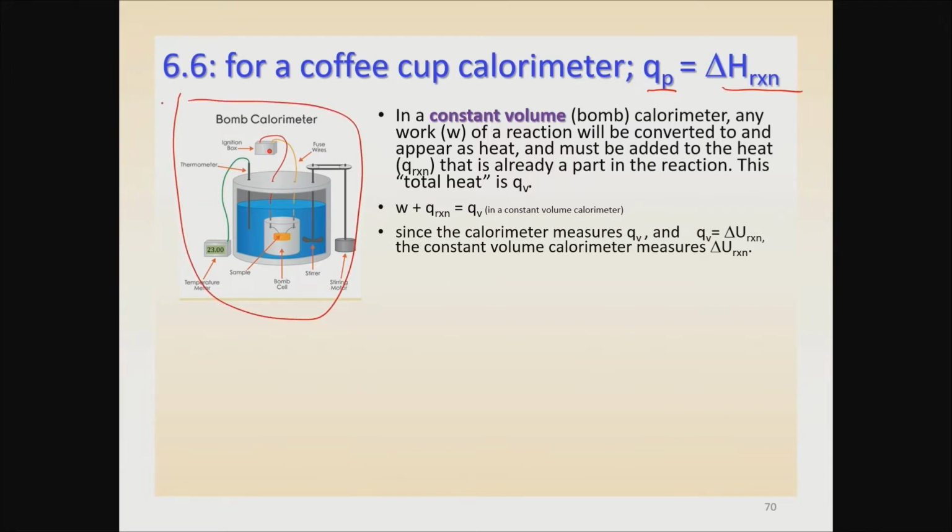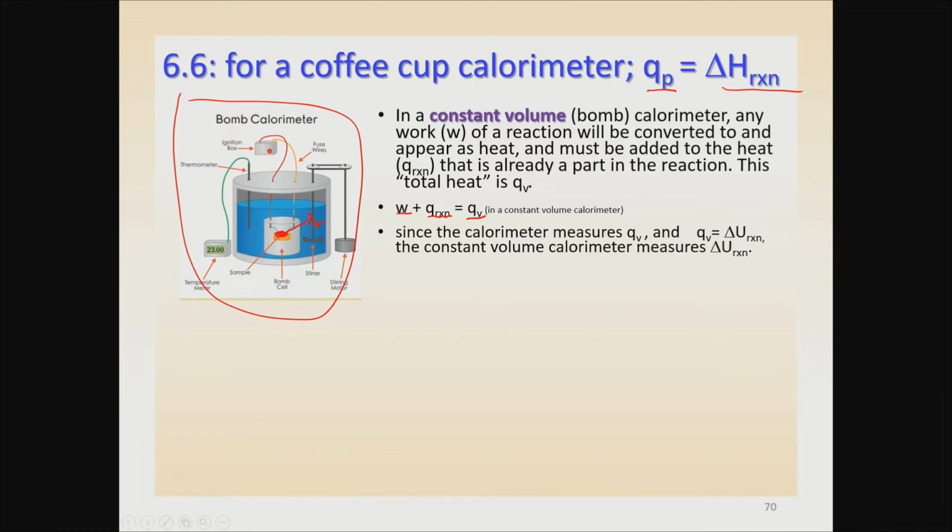And so you might remember what happens here is that you have some kind of chemical reaction in the bomb cell, and maybe it releases its own heat, and maybe it does some work. But here's the problem. When you're in a constant volume calorimeter, all that work will be converted to extra heat. And so here, the heat that is released by the chemical reaction into the water of the constant volume calorimeter is going to be QV, which is heat at constant volume. And that is just the heat that the reaction naturally has added to the work.